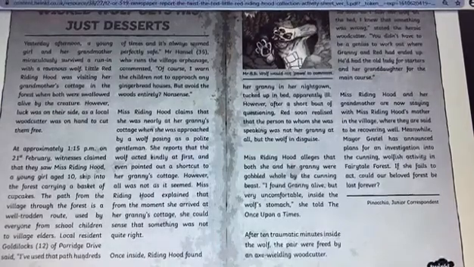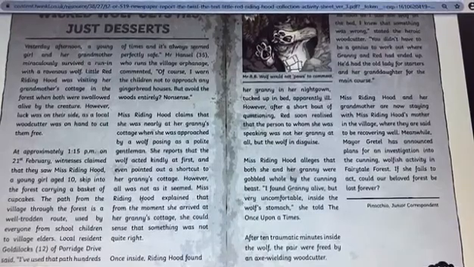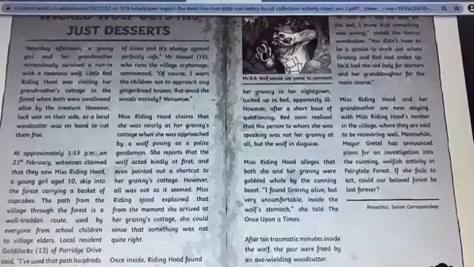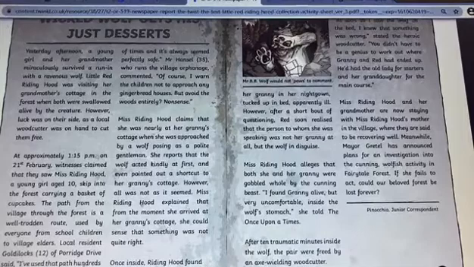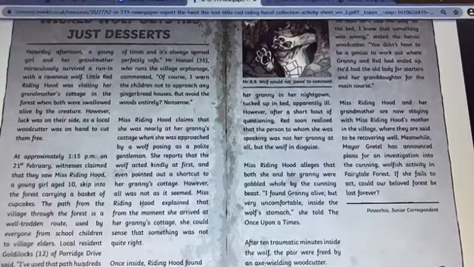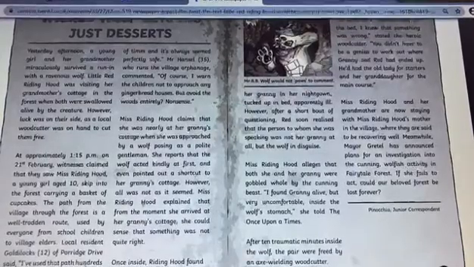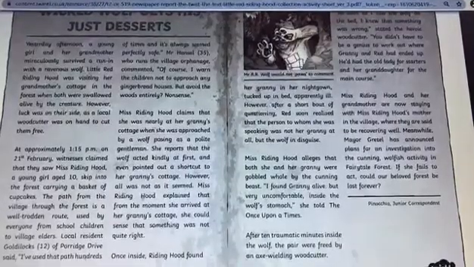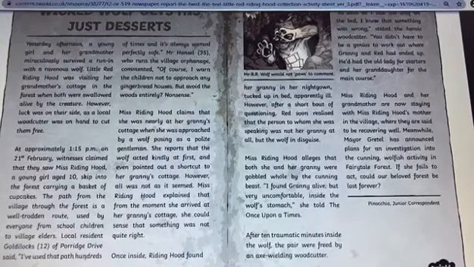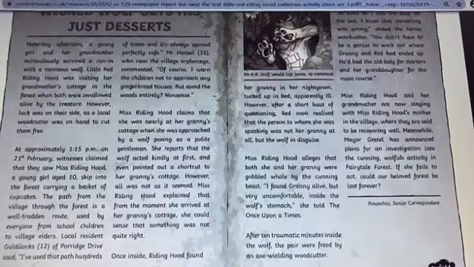Miss Riding Hood explained that from the moment she arrived at her granny's cottage, she could sense that something was not quite right. Once inside, Red Riding Hood found her granny in her nightgown, tucked up in bed, apparently ill. However, after a short bout of questioning, Red soon realised that the person to whom she was speaking was not her granny at all, but the wolf in disguise. Miss Riding Hood alleges that both she and her granny were gobbled whole by the cunning beast. "I found Granny alive, but very uncomfortable, inside the wolf's stomach," she told the Once Upon a Times.